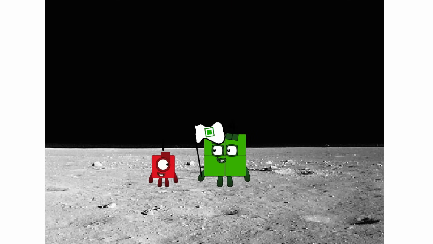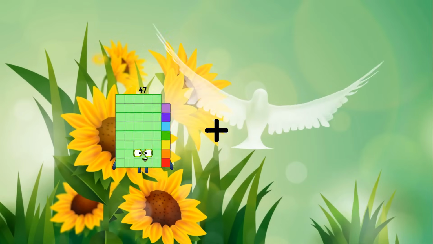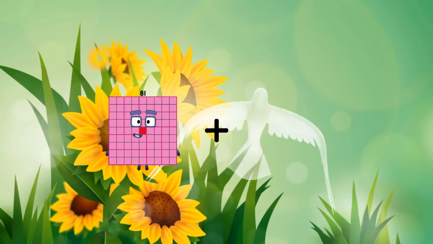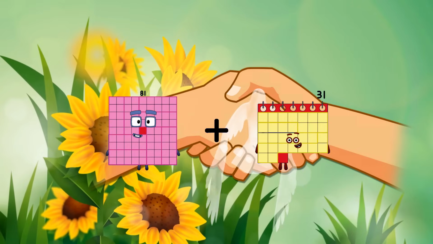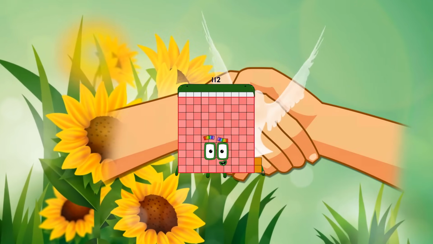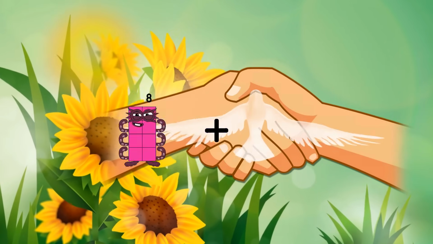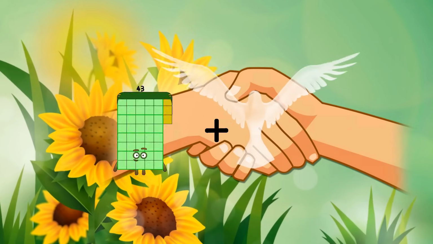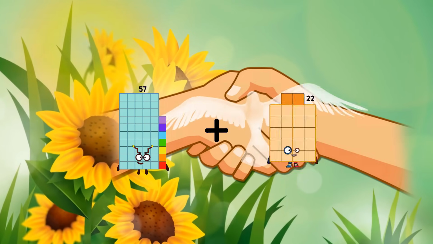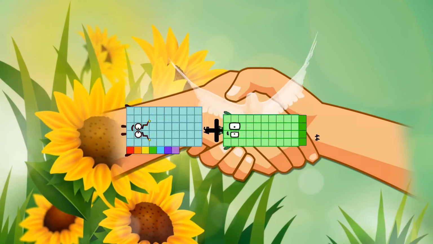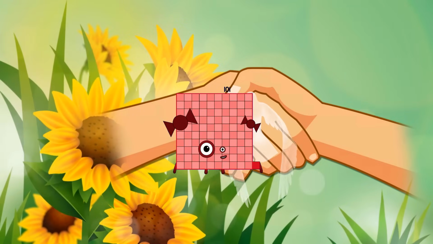Hello. Looking for this? 81 plus 31 equals 112. 57 plus 44 equals 101.